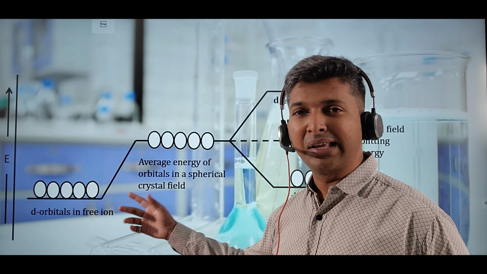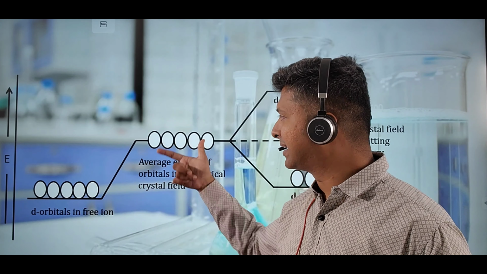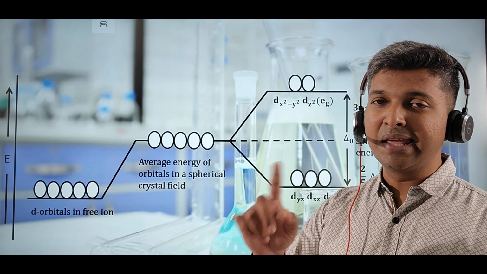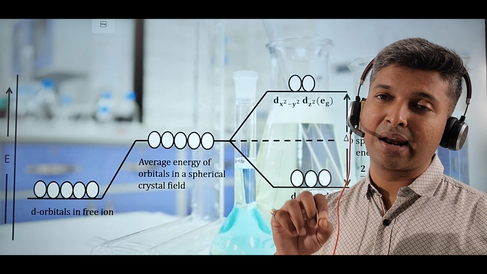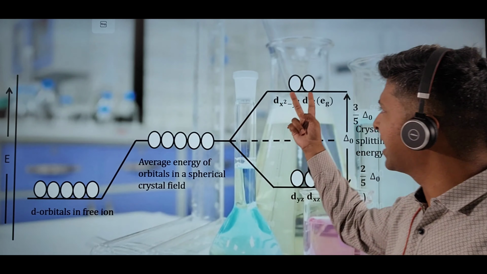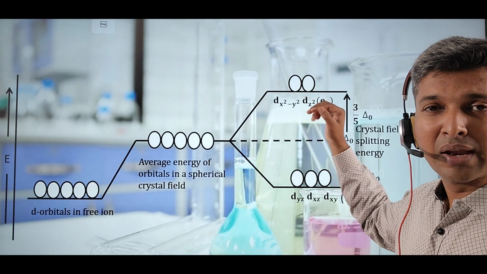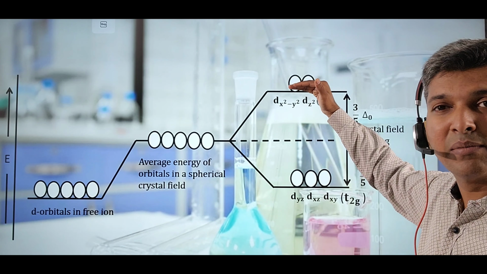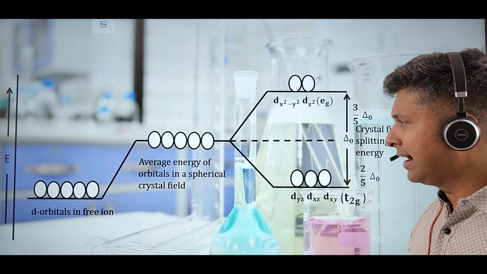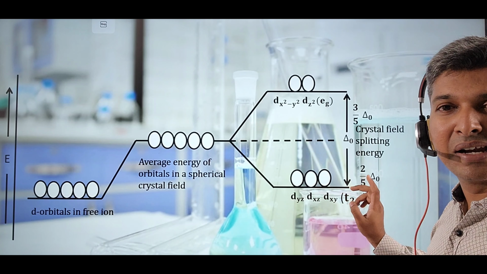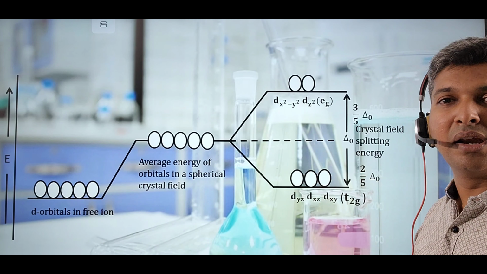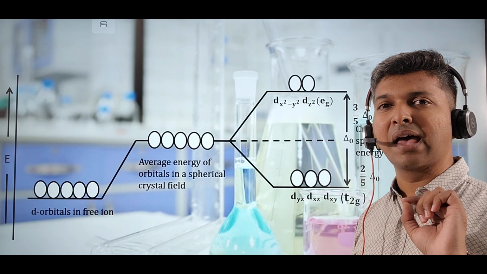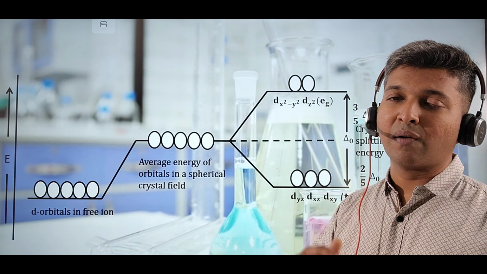So basically we are going to split. These are the 5 orbitals. This is the average energy of d orbitals. What did I tell you? That dx square minus y square and dz square, the last two orbitals, have a higher energy, and because they have a higher energy, I've placed them over here. And the dxy, dyz, and dxz have a lower energy and are placed here. Whatever has a lower energy is obviously more stable.